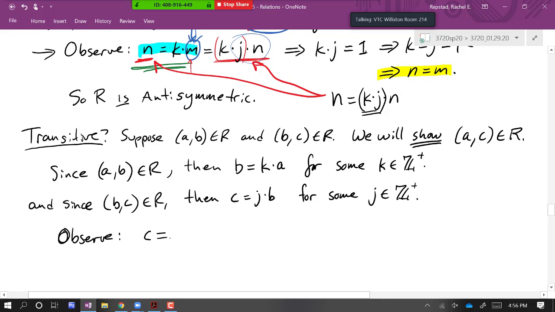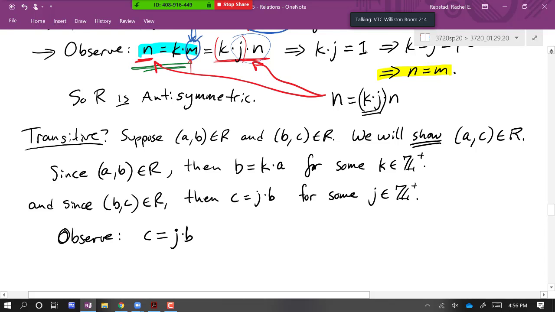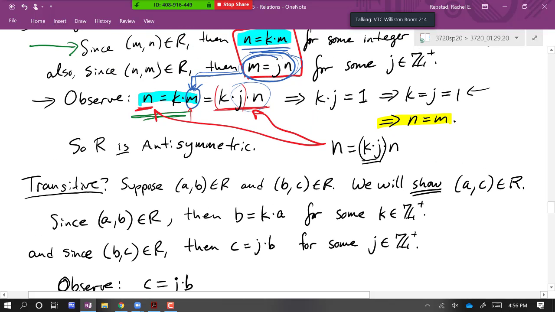Can we do this like the last one, where B equals K times A, you just swap that in? Yeah. So C is J times B. And Nia, why don't you describe what you were just talking about? From our anti-symmetric one, we substituted the M, and N equals K times M, because we had another equation.